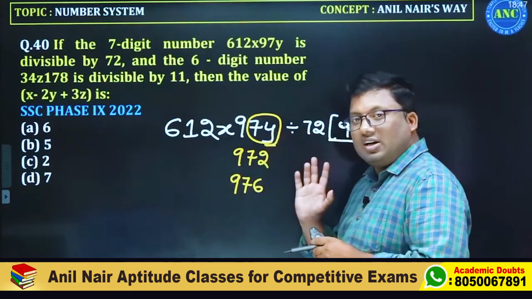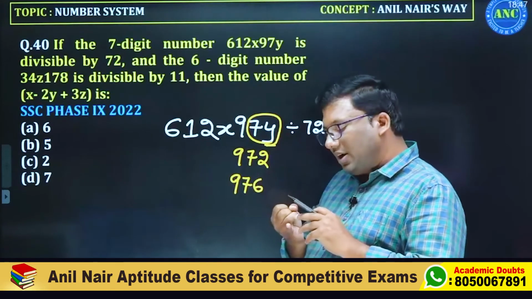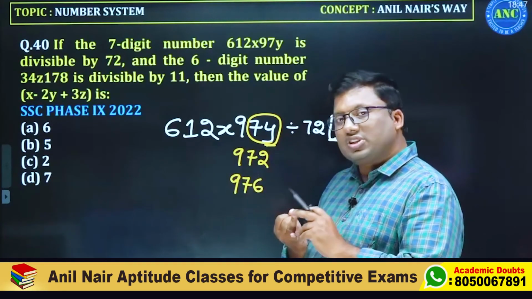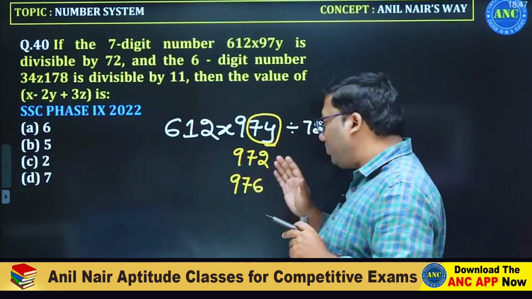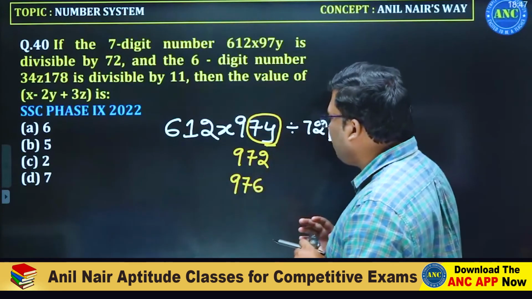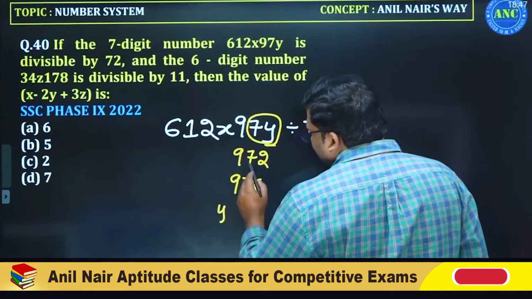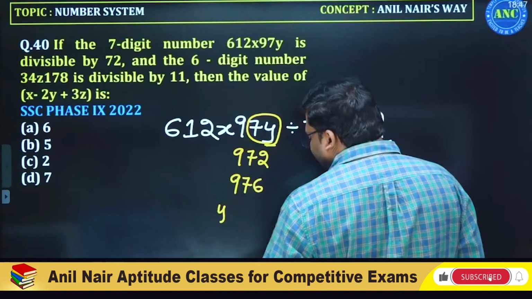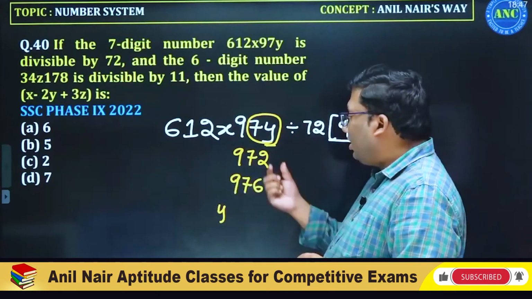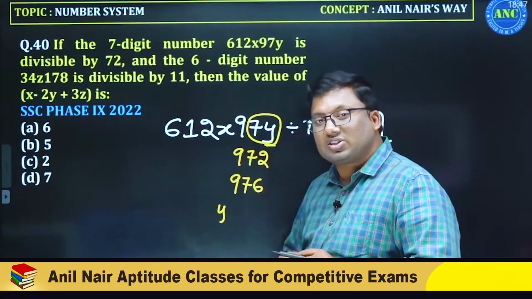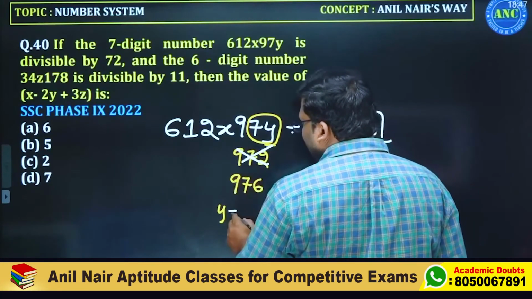70 is not divisible. For 70, y should be an even number, so y will have 0, 2, 4, 6, 8. 74 is not possible, 78 is not possible. That means y will have two cases: 2 and 6. Out of which one is getting divisible by 8? 8 12s are 96, and 12 is not divisible. That means y is 6.